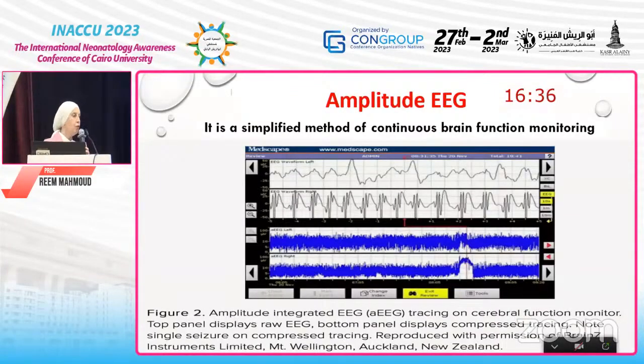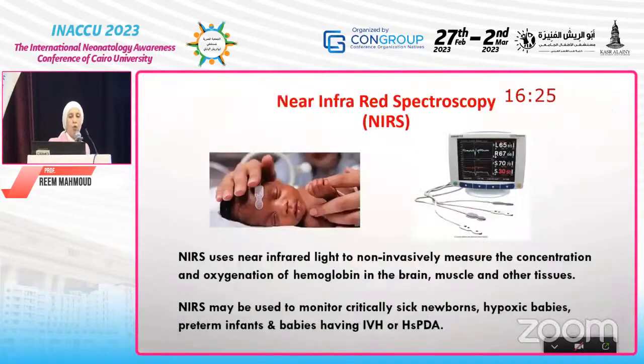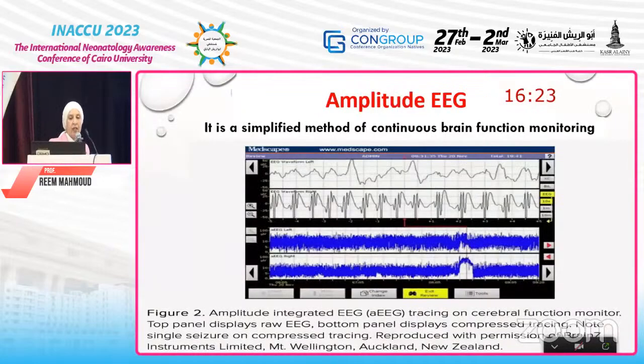Amplitude EEG is something very useful and beneficial in the neonatal ICU. It is a simple method of continuous brain function monitoring. It detects abnormal electrical activity, so we may detect convulsions, which clinically cannot be detected.